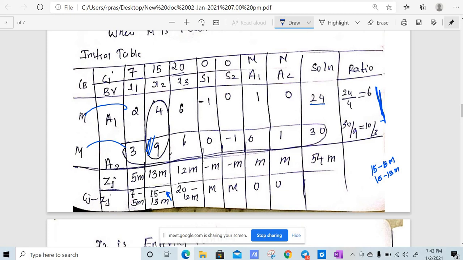Now we can see x2 is the entering variable and a2 is the leaving variable. So in place of a2 we will have x2, and what is the coefficient for x2? It is 15, and a2 is leaving, right? That means we can omit this a2, right? We can put dash dash, right? And we need to make this element 1. That means we need to divide this entire row by 9.